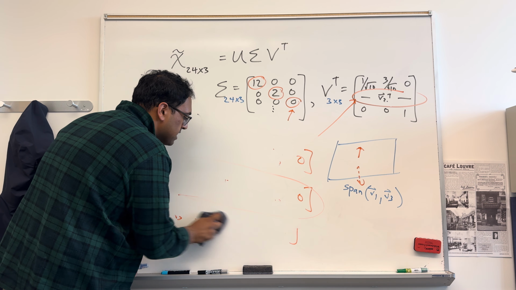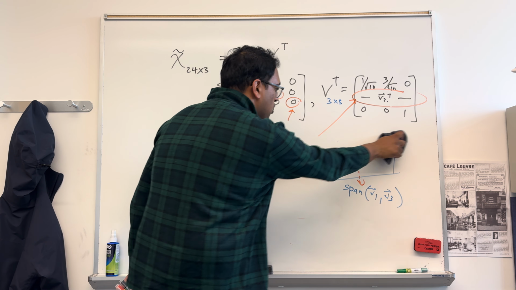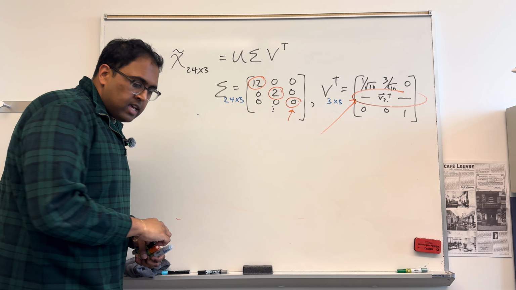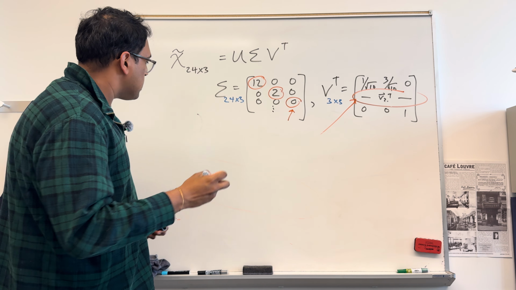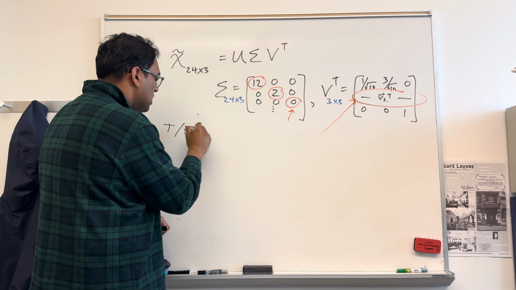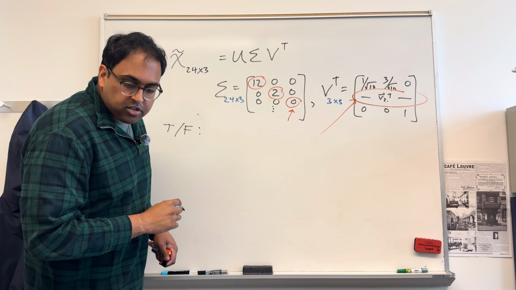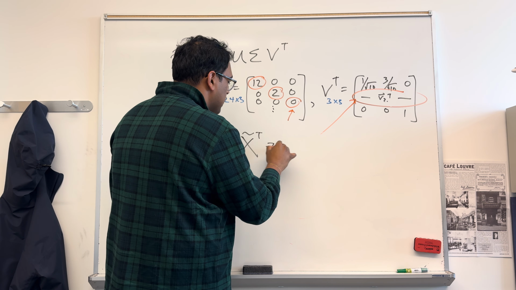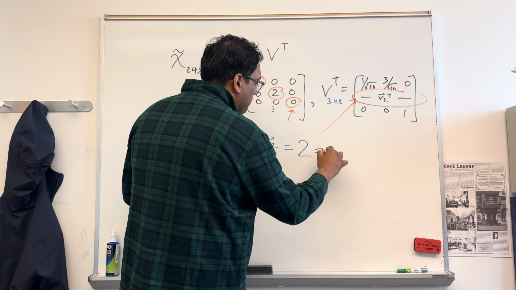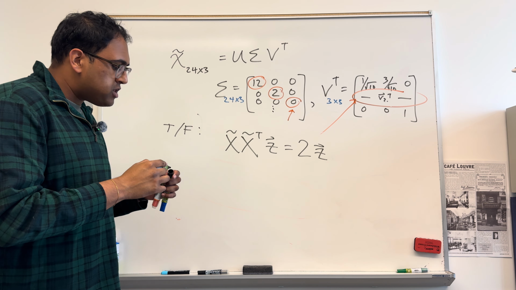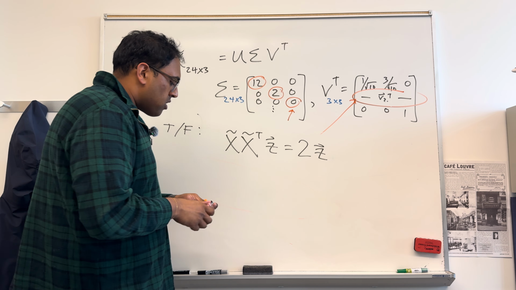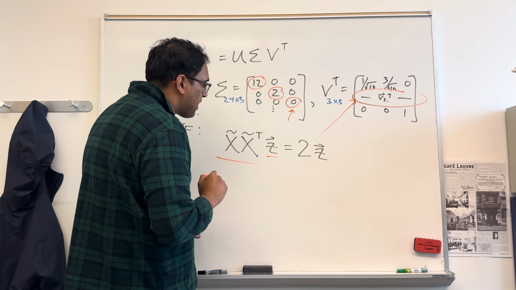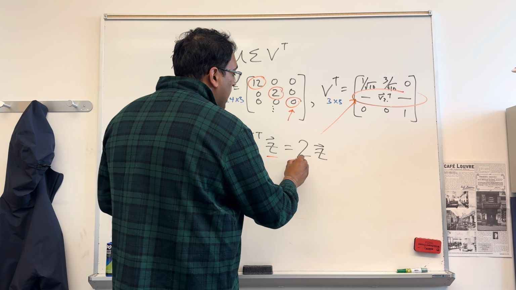The next part asks us to really understand where the components of the singular value decomposition come from. Okay, it's a true or false question. Does there exist a vector z such that xxtz equals 2z? Well, if we take a look at this, what is this really saying? It's asking whether z is an eigenvector of xxt with an eigenvalue of 2.